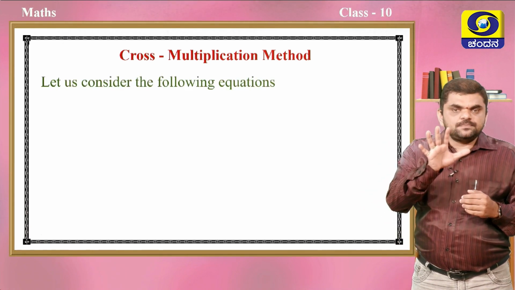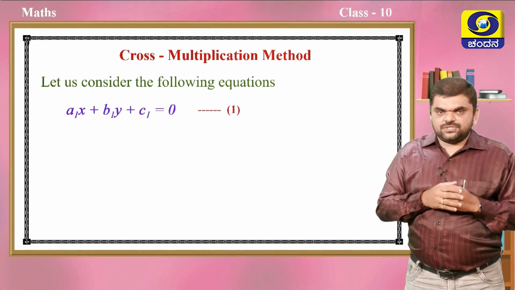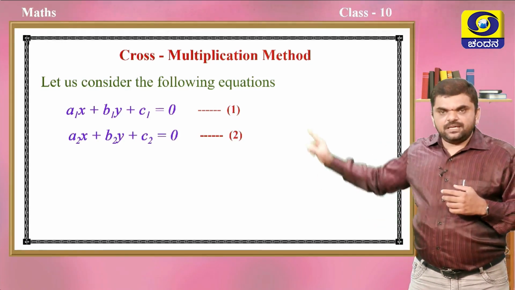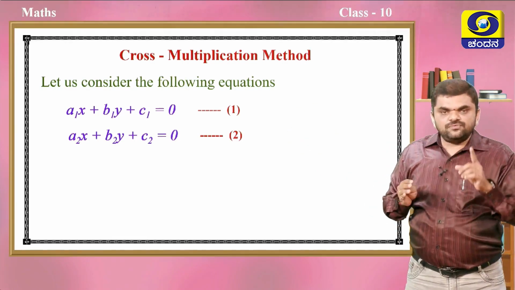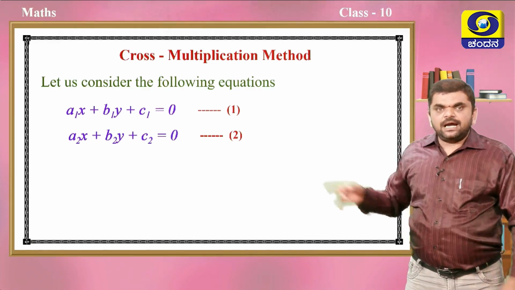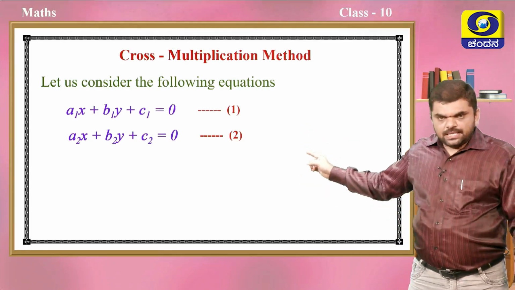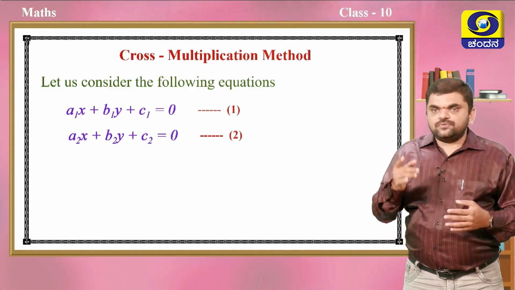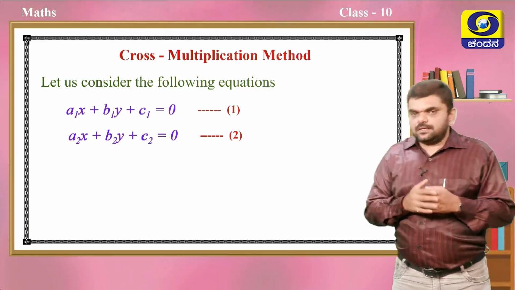Children, observe carefully. Let us consider the following equations. First equation, a1x plus b1y plus c1 is equal to 0. Here the coefficient of x is a1, coefficient of y is b1 and c1 is constant. And again consider another equation, a2x plus b2y plus c2 is equal to 0. Here the coefficient of x is a2, coefficient of y is b2 and c2 is constant.